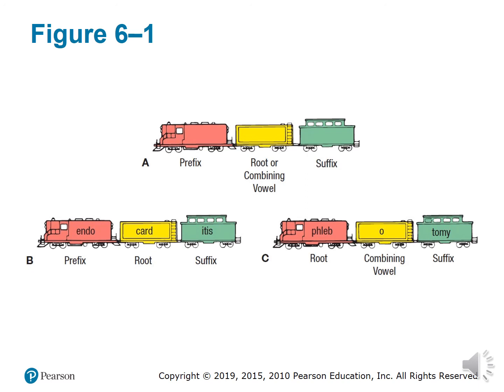Right. Look at B. It's endocarditis. Endo is the prefix, the root word is card, and the suffix is itis. All right. Same thing with C. Phlebotomy. The root, your combining vowel, and the suffix.